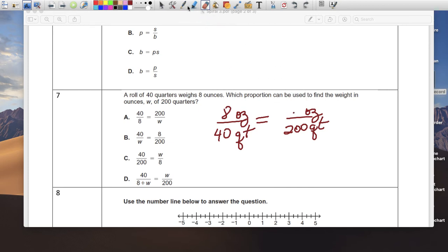So we need to find our answer. One way of finding this is to find a relationship, and I'm pretty sure you're tired of this because you did so much of this last year. The relationship here is a times 5 relationship, right? 40 times 5 is 200, and over here, the same thing. So 200 quarters would weigh 40 ounces. You know that these are like equivalent ratios, right?